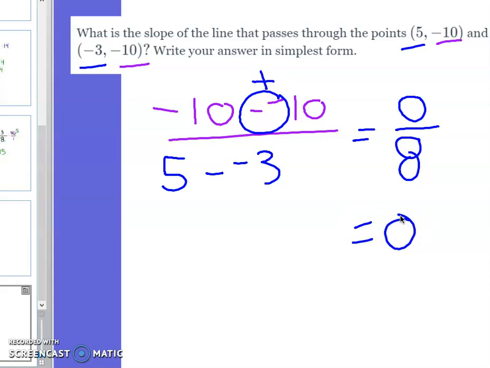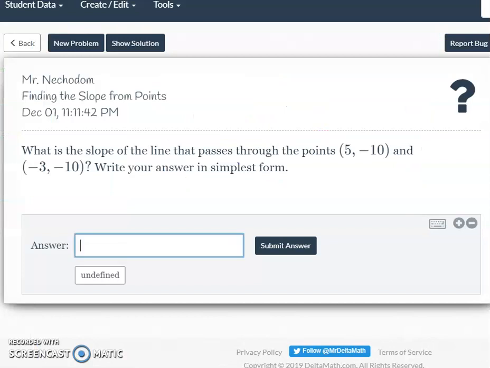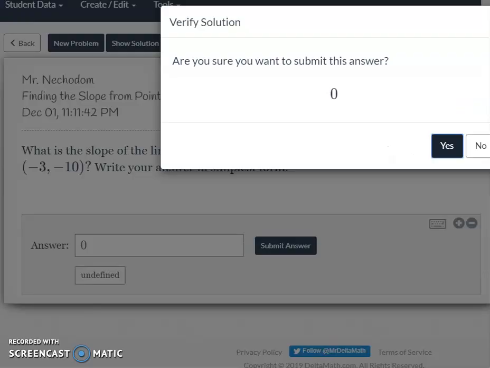If I were to graph these two things, I'd notice, hey, they're both at a height of negative 10, which makes this line horizontal, because both the points that it goes through are 10 steps below the x-axis. Okay. So I got a slope of 0 and it's horizontal. Okay, so I'll go back to DeltaMath, type in 0, and I'm happy.